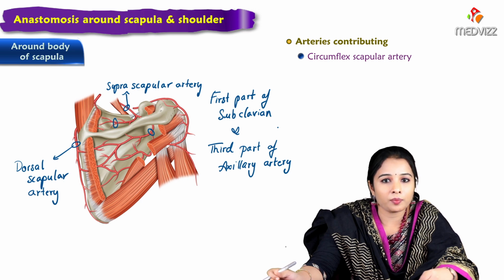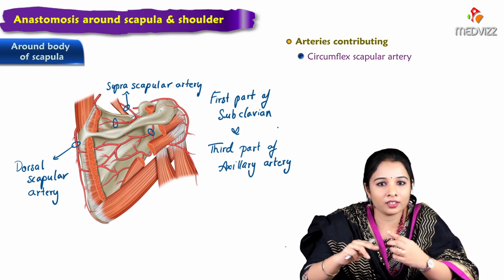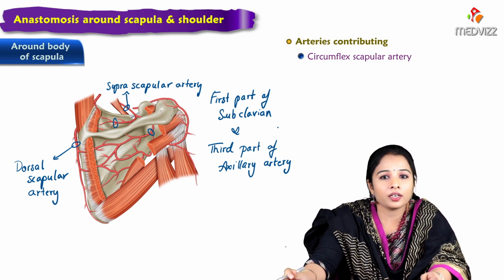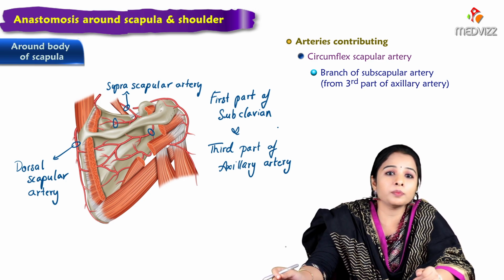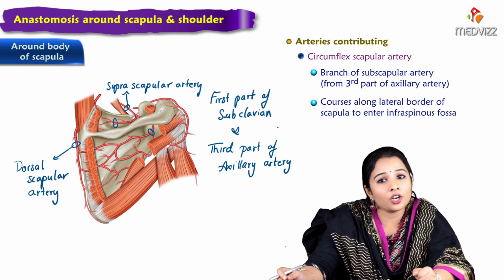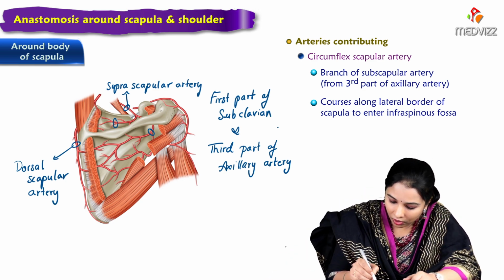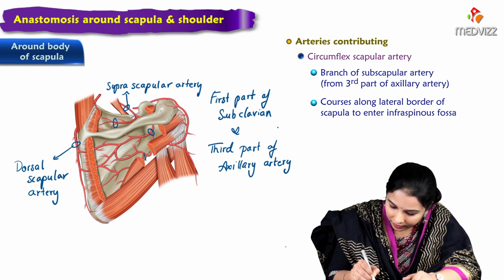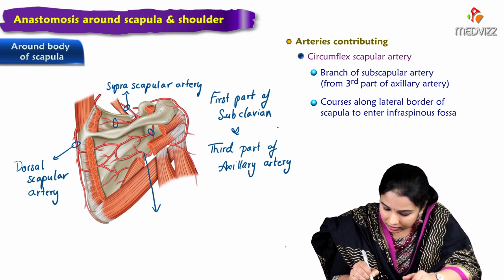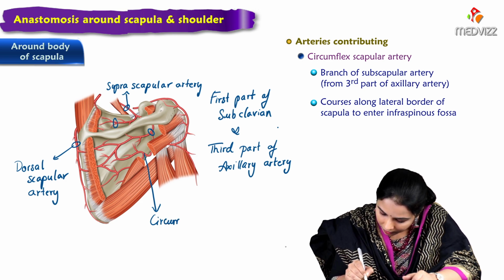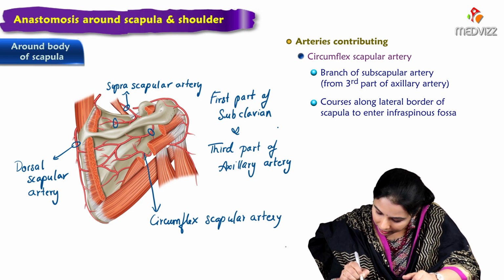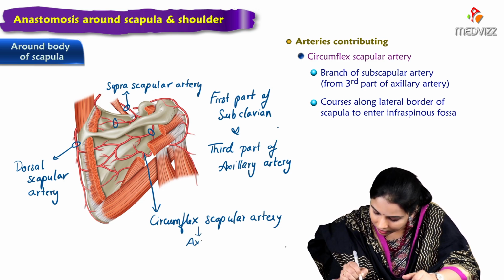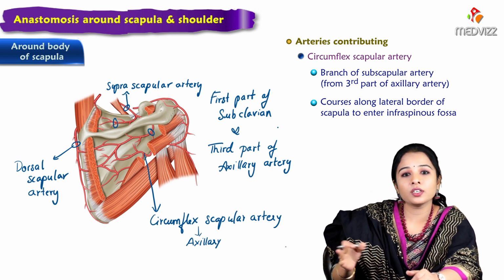And the circumflex scapular artery. Circumflex means surrounding, like circling. The circumflex scapular artery is a branch of the subscapular, which is in turn a branch of the third part of the axillary artery. It courses along the lateral border of the scapula. The one winding round the scapula is the circumflex scapular artery, and this one is a branch of axillary, whereas the other two are branches of subclavian.